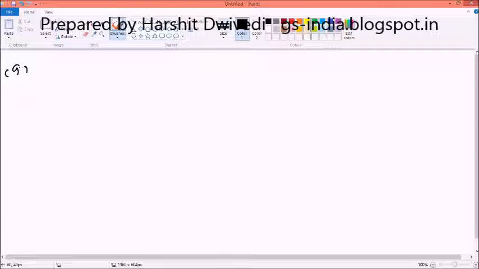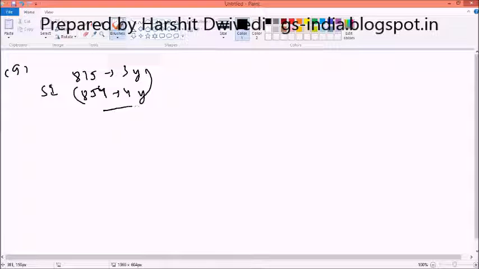A sum of money at simple interest amounts to rupees 815 in 3 years and rupees 854 in 4 years. The sum is, it is very easy: 815 in 3 years and 854 in 4 years. We are talking on the basis of simple interest. So obviously, 815 in 3 years, 854 in 4 years.